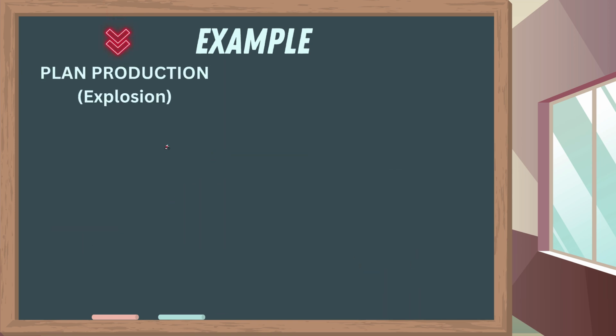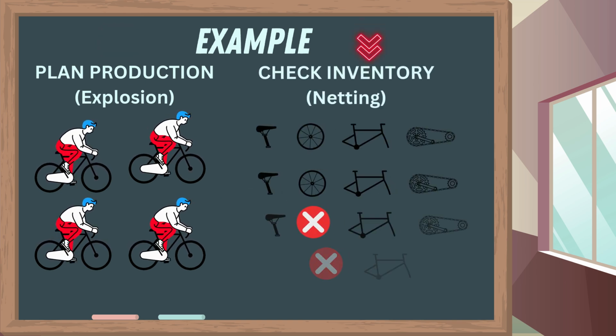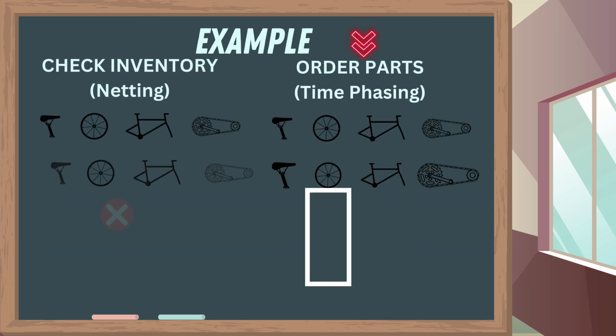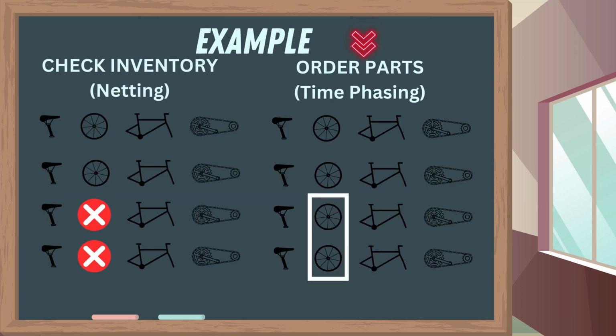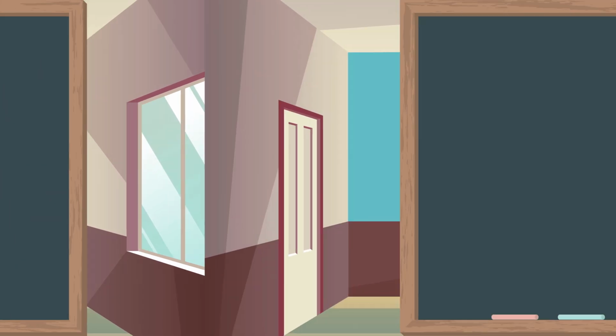1. Plan production. It figures out how many bikes to make each month based on customer demand. 2. Check inventory. It sees if they have enough parts to make the bikes. 3. Order parts. If they're missing parts, it automatically orders them from suppliers. 4. Schedule production. It plans the production process, ensuring they have everything ready on time. This way, the company can efficiently produce bikes and deliver them to customers without any delays or shortages.